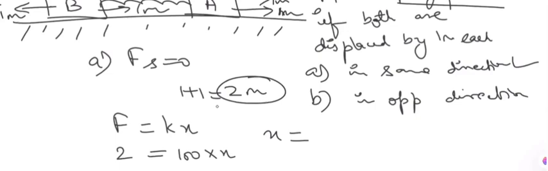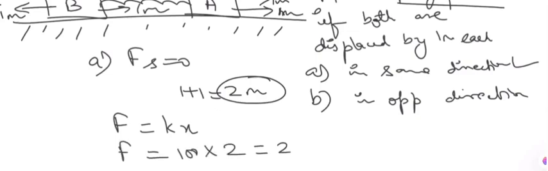Oh, something is wrong I had written. Force we have to find, no? Sorry, my bad. I had written wrong. So force we have to find. K is given as 100. Elongation is of 2. So this will be 200 newtons.